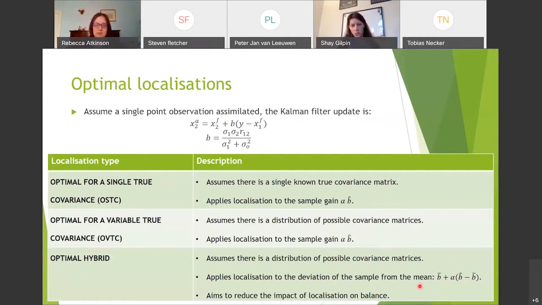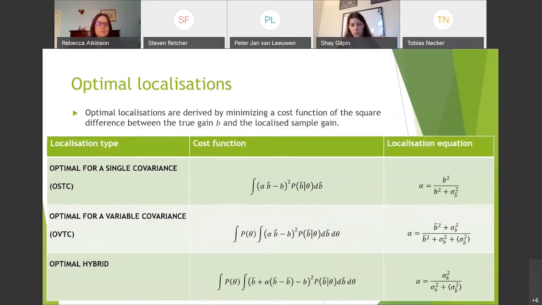The reason for this is because it's known that localization can introduce additional imbalance into the analysis, and it's expected that damping towards a mean as opposed to 0 will reduce this effect. So in each case, an optimal localization is derived by first defining a cost function in terms of the difference between a localized sample gain and the mean gain, and then minimizing it. So in this right-hand column, the resultant localizations are shown.